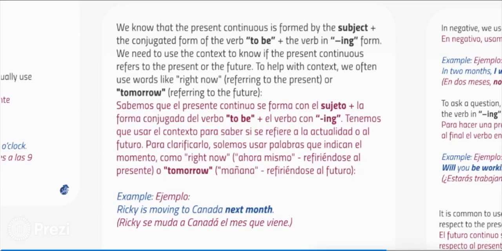We need to use the context to know if the present continuous refers to the present or the future. To help with context, we often use words like right now, referring to the present, or tomorrow, referring to the future. Example: Ricky is moving to Canada next month.